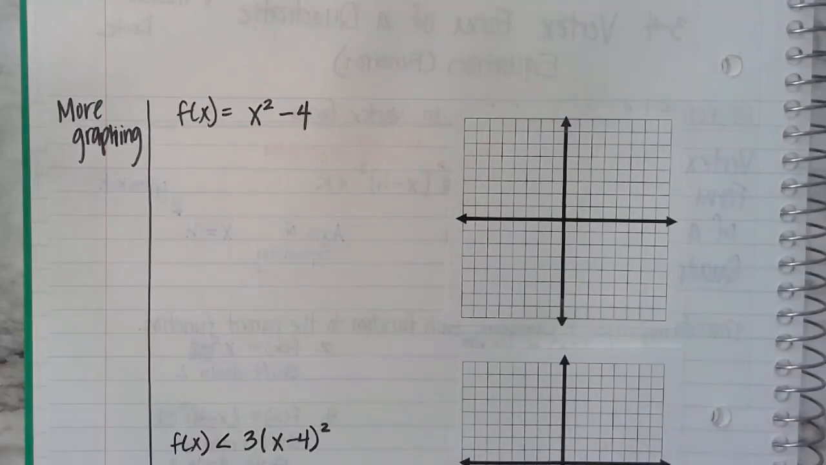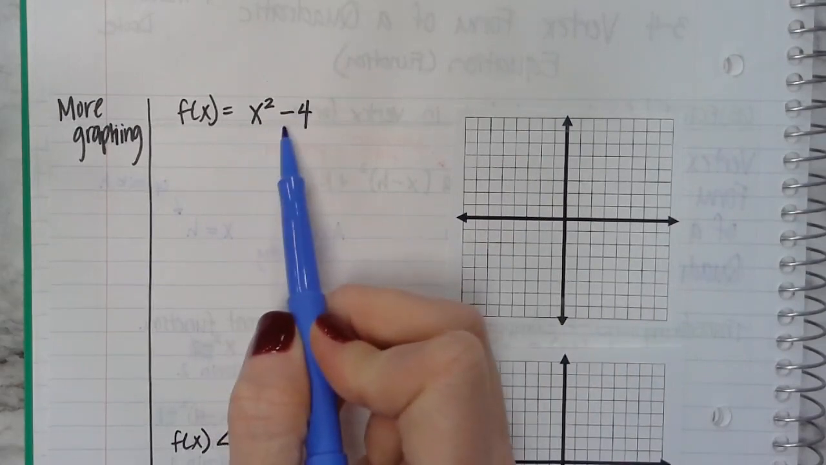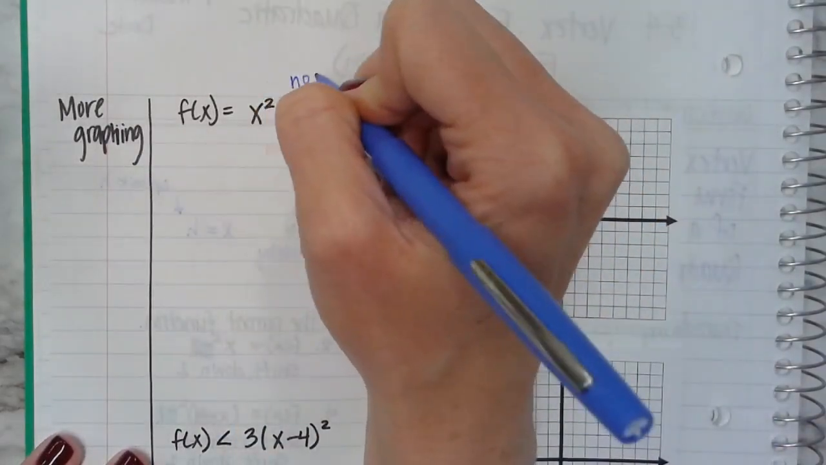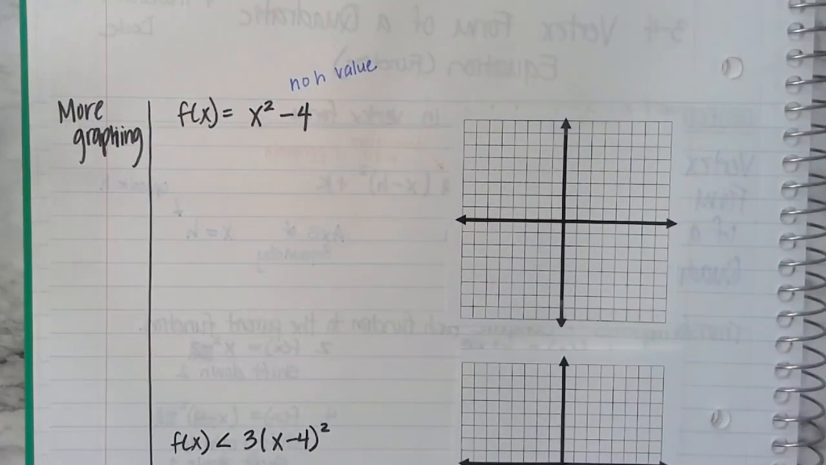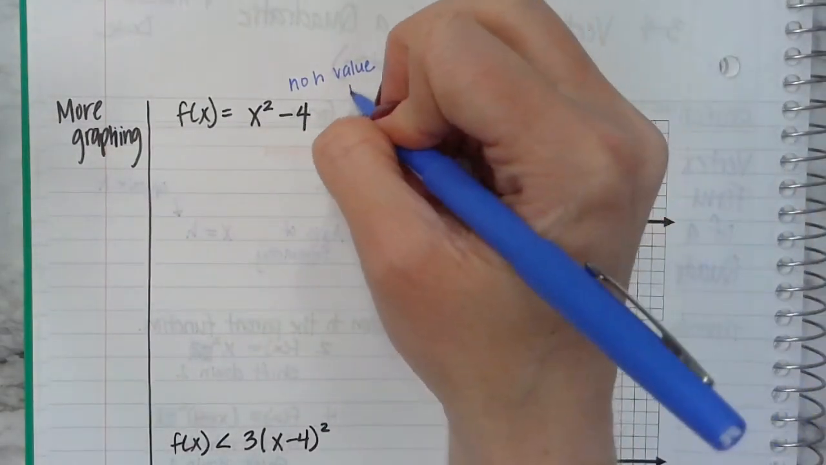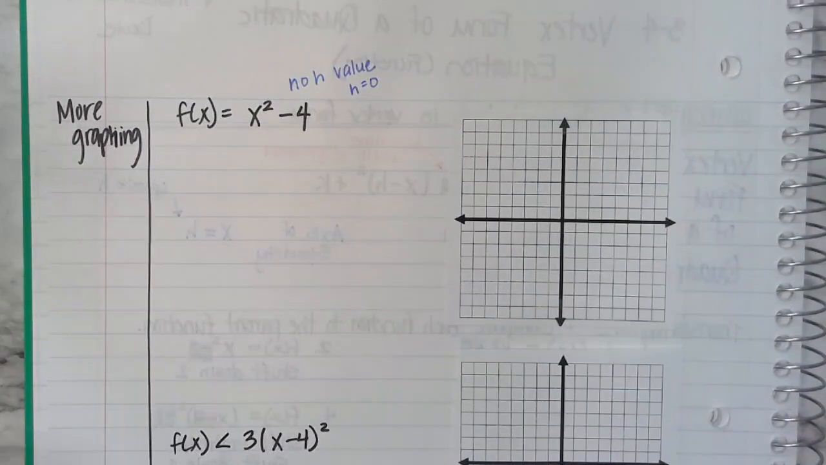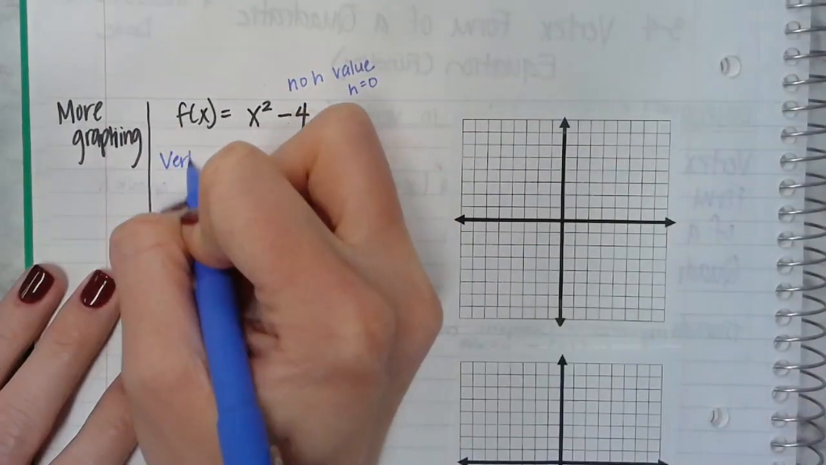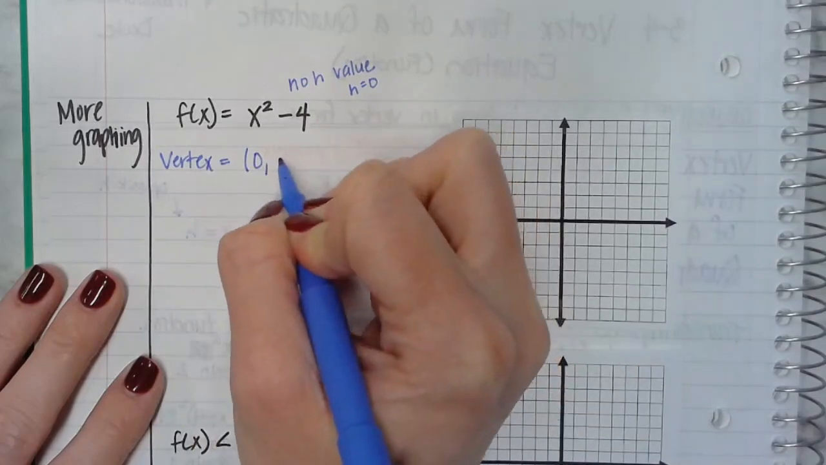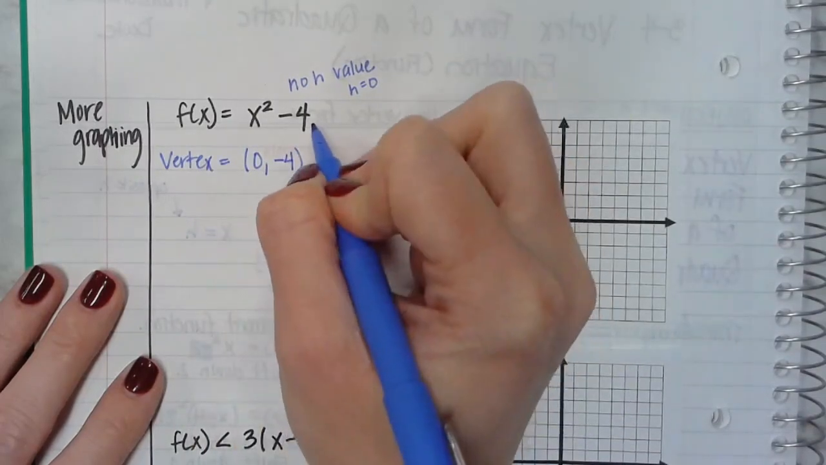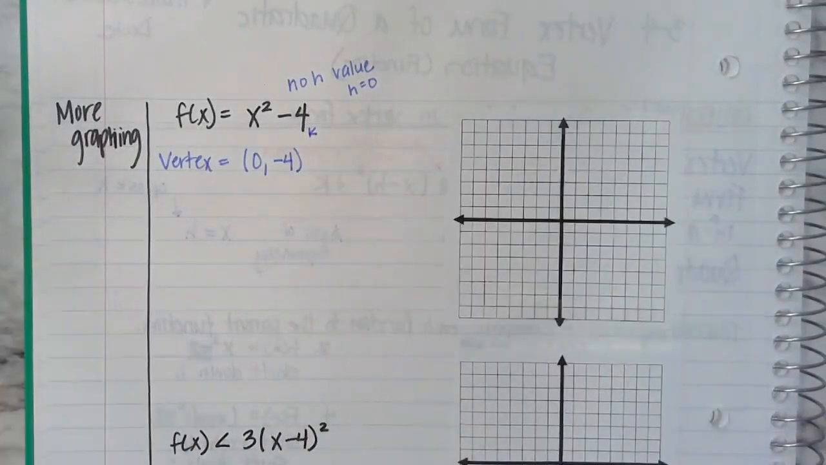f of x equals x squared minus 4. So again, first step is to identify your vertex and axis of symmetry. Now because we don't have any parentheses, there's no h value. So we just make it 0. So h equals 0. So for the vertex, opposite h, well, 0, comma k, which is negative 4. So this is our k value right here.